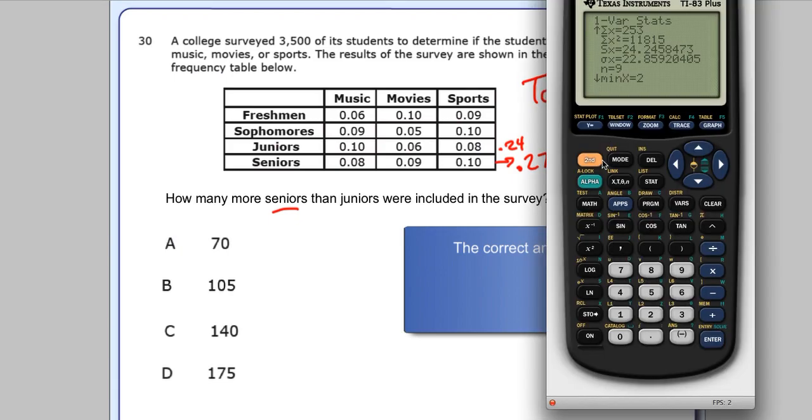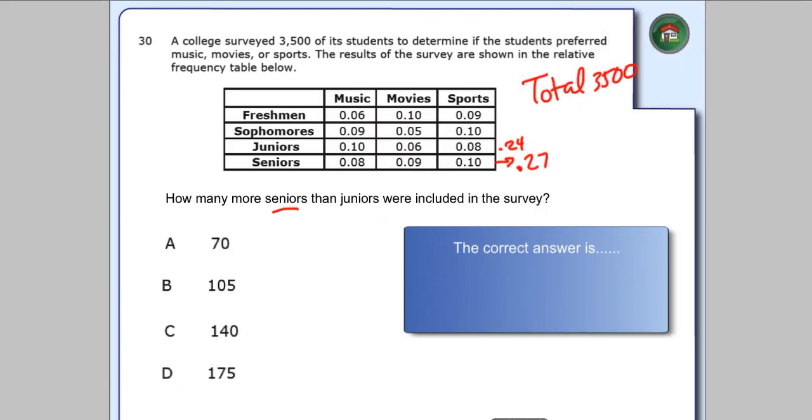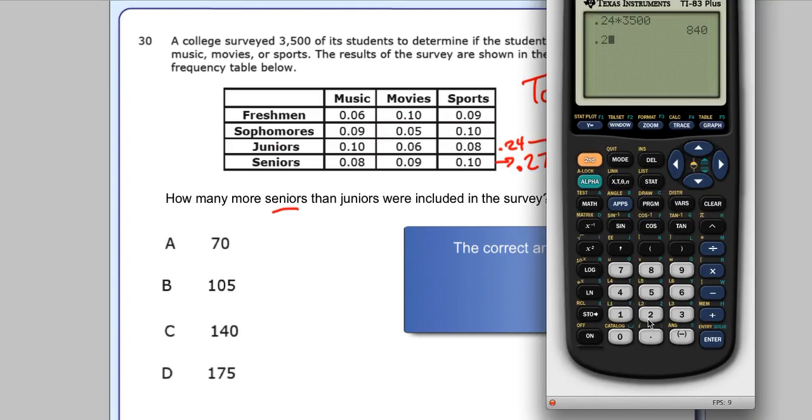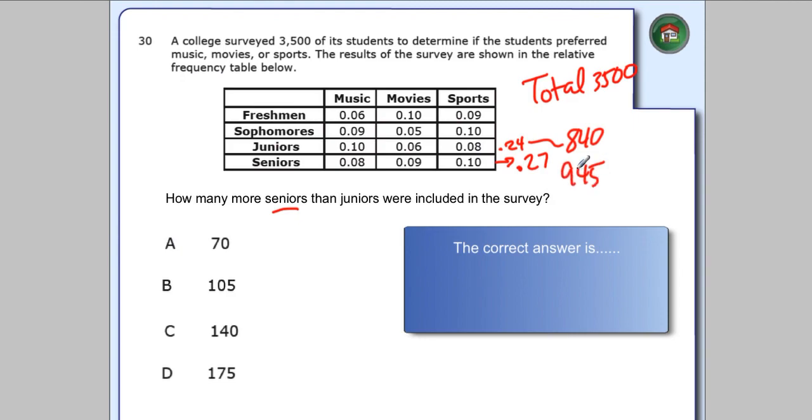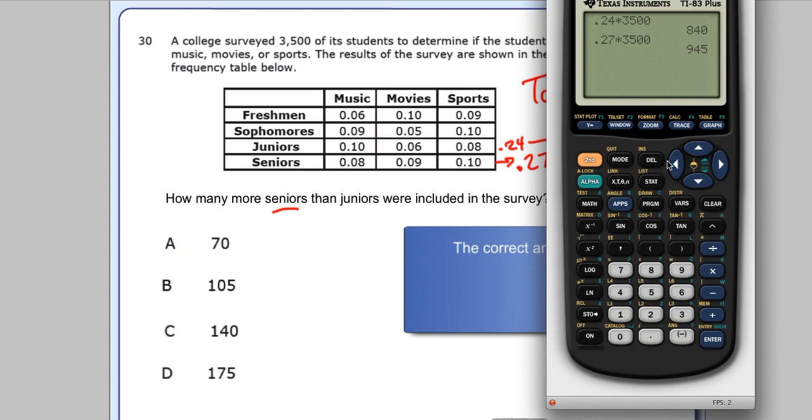So all you have to do is 24% times 3,500, and you get 840. Oh, what did I do? 27, 24. So 840 were juniors, and 27% were seniors. How many more seniors than juniors were included? So now you have to do 945 minus 840, and you get 105, which is your answer.